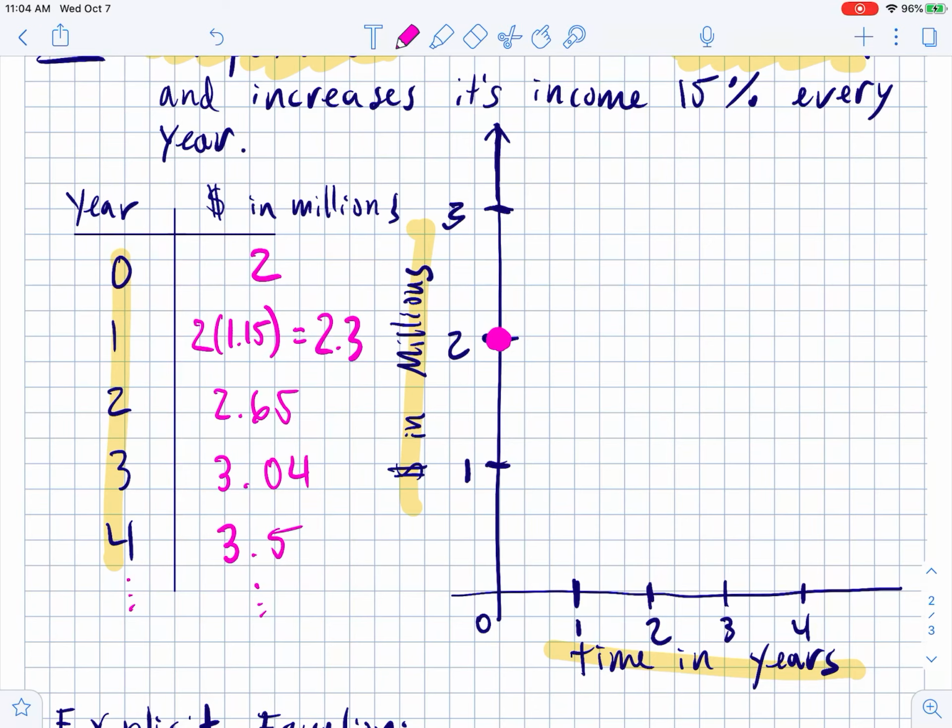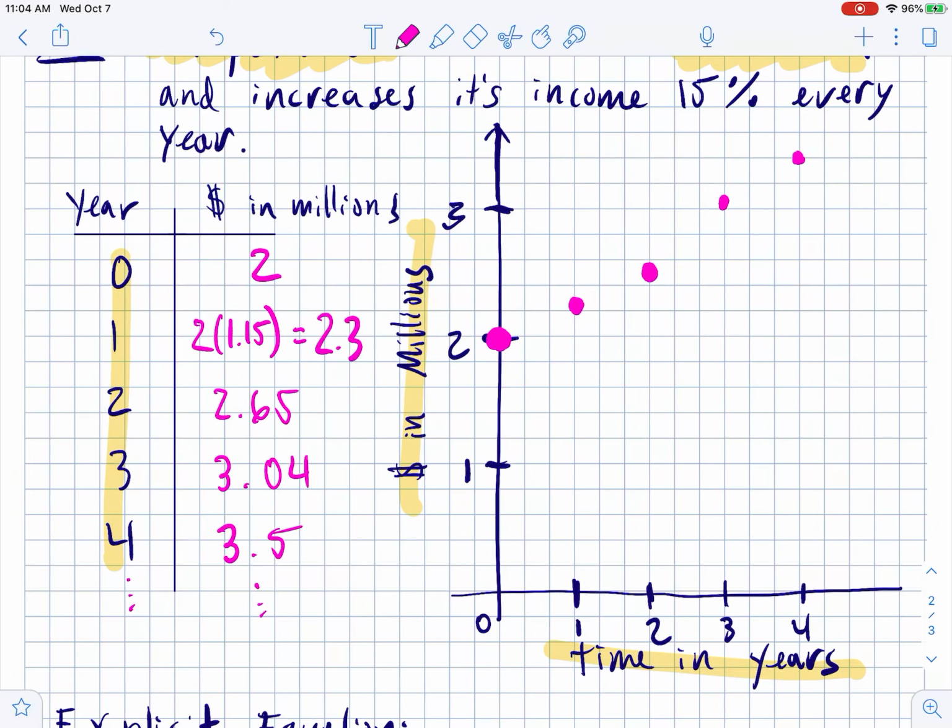Let's see, 1, 2, 3, 4. This would be halfway. That's 2.25, like right about here. Trying to be as accurate as possible so you guys can see your relationship here. Year 2, they get to 2.65. So here's 2.5. Let's just go a little bit above that. Then in year 3, they go up to 3.04. And then 3.5, which will be 1, 2, 3, 2 blocks up.